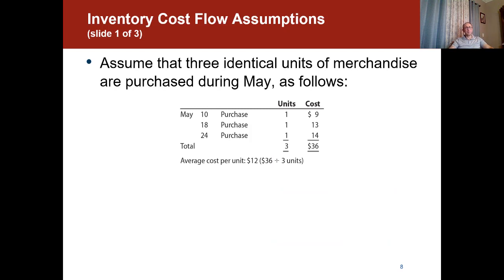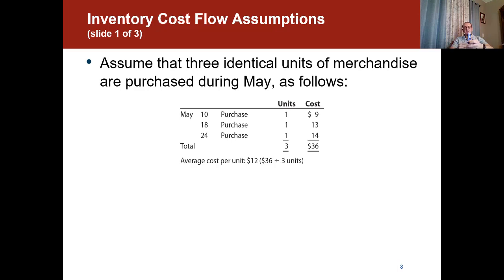So let's assume that we have three identical units of merchandise that are purchased during the month of May, but they didn't happen all together. And let's say I'm in the business of selling pens. And I bought 3 pens. So I bought the first one on May 10th, then the second one on May 18th, and then the third one on May 24th. As you can see, these are identical pens. There are no differences between them. But the only difference is that the cost incurred to acquire these pens were different. So the first one was acquired at $9, the second one at $13, and the third one at $14. The problem is we cannot identify which one is which because they're exactly the same.